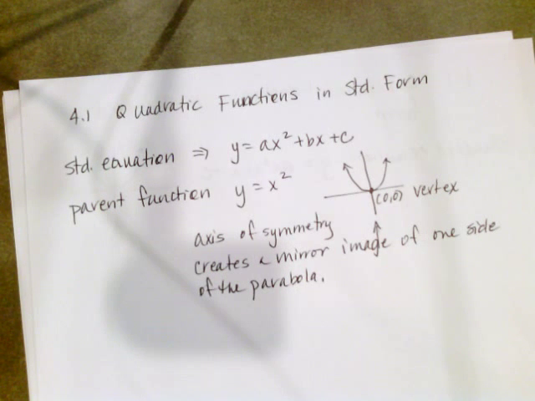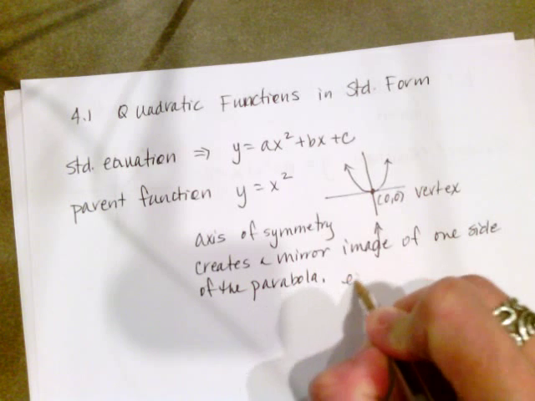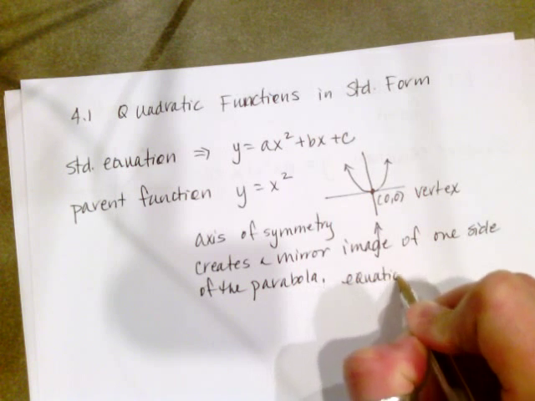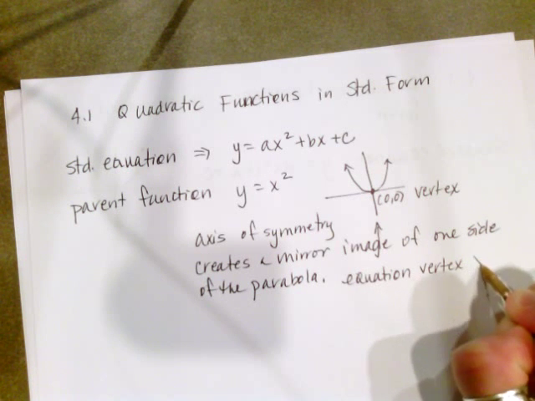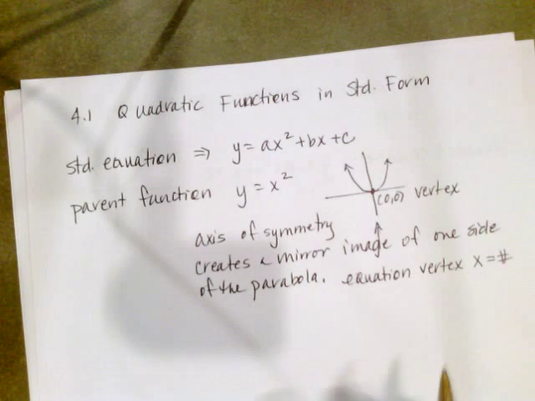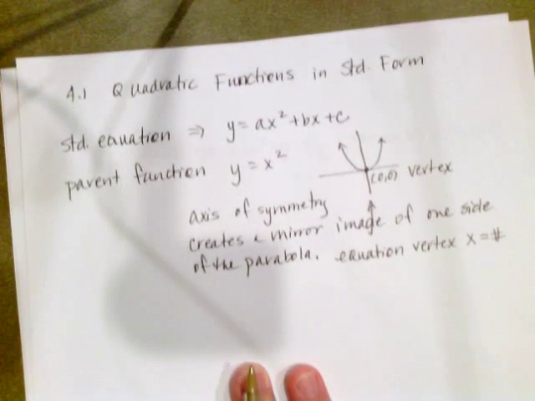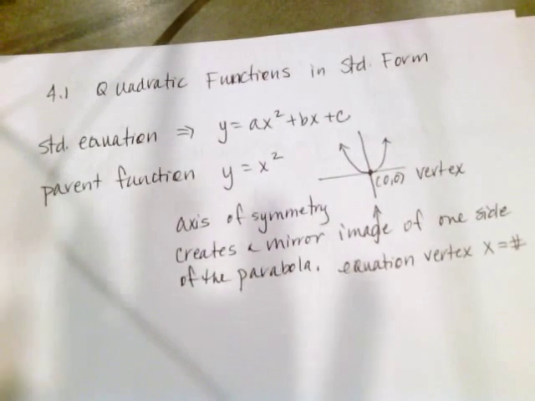Alright, so the axis of symmetry is right smack in the middle of a parabola. It goes through the vertex, and an equation for it is usually going to be x is equal to a constant. So it's a vertical line.